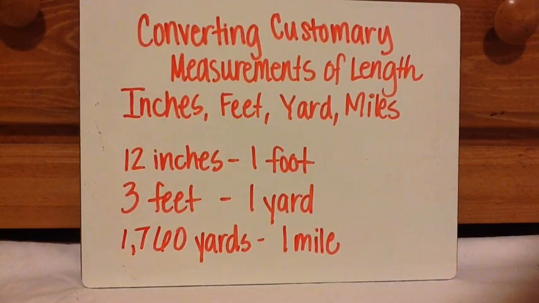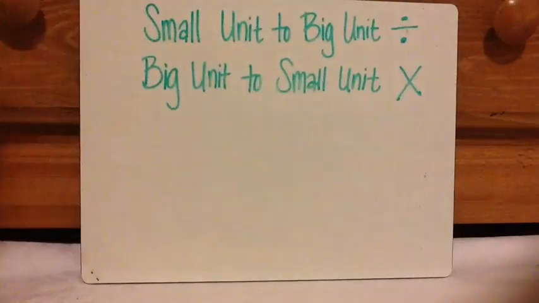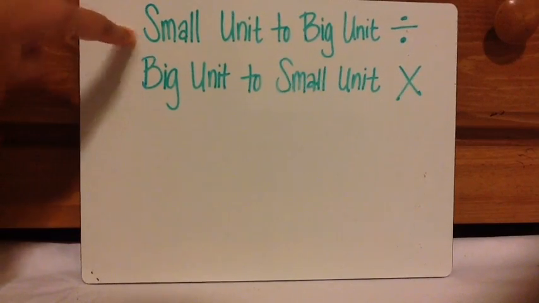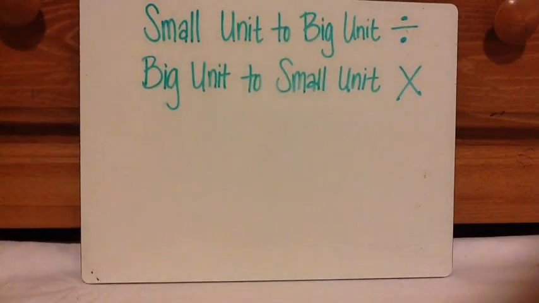And I'm going to show you how to convert. So when you're converting, the main rule is when you're going from a small unit to a big unit, you will divide. When you're going from a big unit to a small unit, you will multiply.